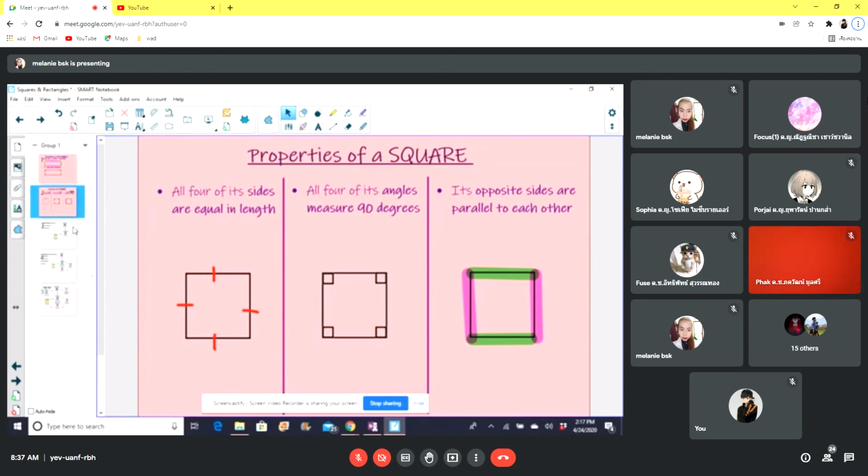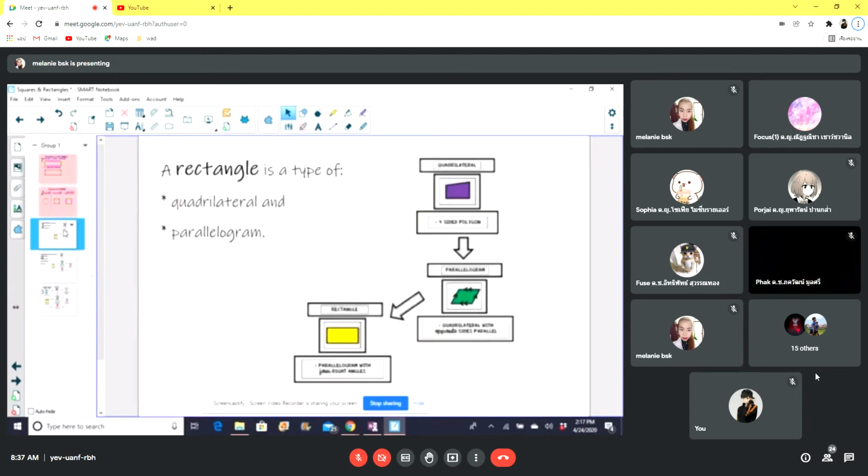Triangles, like squares and rectangles, are parts of families. So think of a family tree. A rectangle is actually a type of quadrilateral. Remember, a quadrilateral is a polygon that has 4 straight sides. A rectangle is also a type of parallelogram.